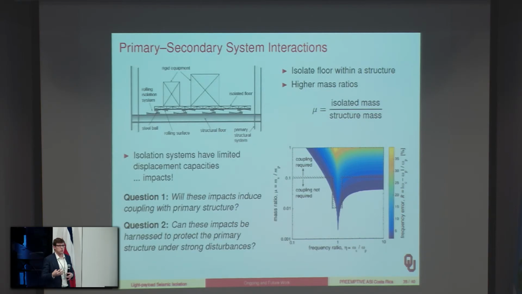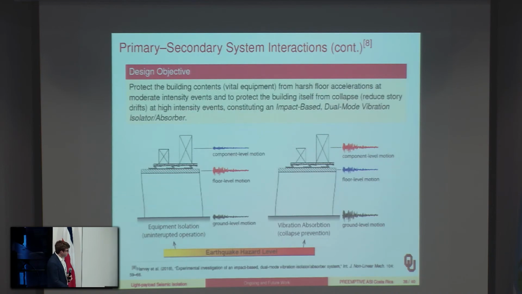So thinking about sort of a dual mode of operation where under low level hazards, our main focus is uninterrupted operation of the isolated equipment. So we want to reduce what's being felt by that equipment within the building. But then as we move up to MCE and higher level earthquakes, what we really don't want to have happen is the building fall down. Building falls down, doesn't matter how well your isolation system is working. So thinking of it as almost like a sacrificial unit, as a nonlinear energy sink, or like a TMD, which again, y'all saw a video on that. Very much nonlinear though, so not your Den Hartog absorber.